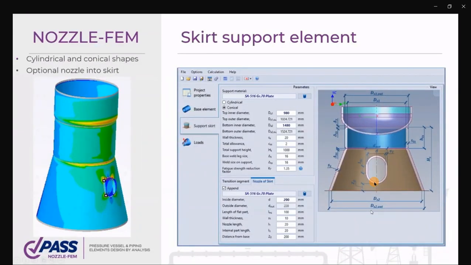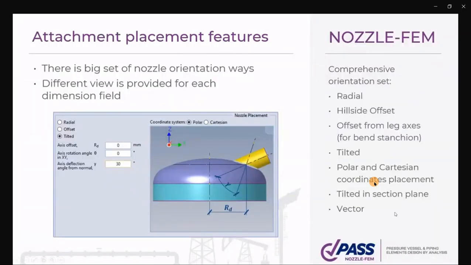Skirt support. Skirt support may be cylindrical, conical, and cylindrical with conical forms, connected to elliptical, spherical, or a spherical head. Attachment placing. The program has a comprehensive orientation set. Nozzle and all structure elements may be radial, hillside, offset, tilted. Coordinate placement may be polar or Cartesian, and offset from the vessel axis for bend station, and tilted in section plate, and vector.